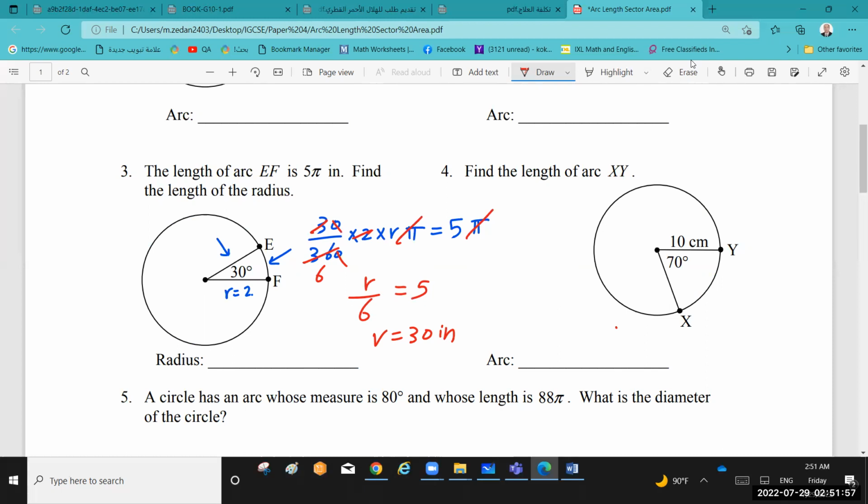Find the length of the arc XY, also the same. The arc XY is very easy. You can do it now: 70 over 360 times 2 r pi. The r is 10. It's very easy. And you can leave the answer in terms of pi. Sometimes they ask you to leave your answer to 2 decimal places or 1 decimal place. You can round your answer by using a calculator.